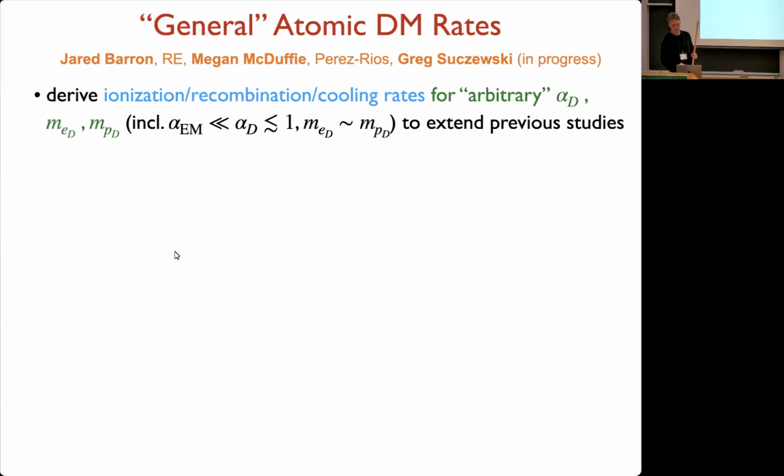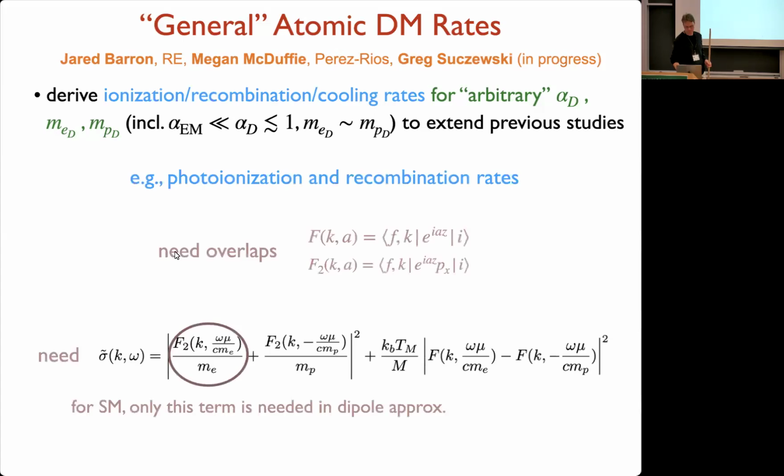So one thing we are doing is trying to get these rates for arbitrary alpha dark, in the general atomic dark matter case, where we derive them from first principles. We want to do this for arbitrary alpha dark and also for arbitrary dark electron and dark proton masses. In particular, not just assuming that alpha dark is small, but trying to get as close to 1 as possible. You can't get all the way to 1, because at some point you have to include relativistic effects. The hope is that this can then be used to extend some of the previous studies.